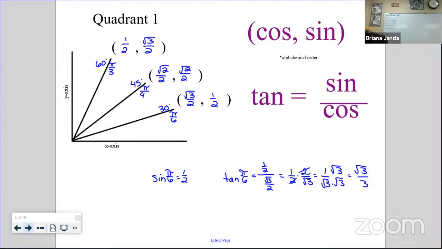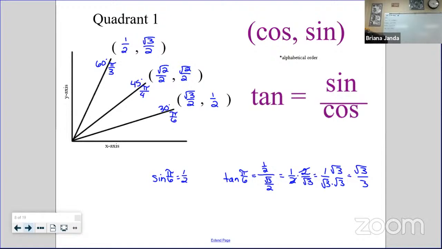Okay, questions so far? So there is method 2. Memorize quadrant 1, know that the ordered pairs go cosine comma sine, and that tangent is your sine value over your cosine value. Well, people are kind of getting this one, again, copied down into their notes.